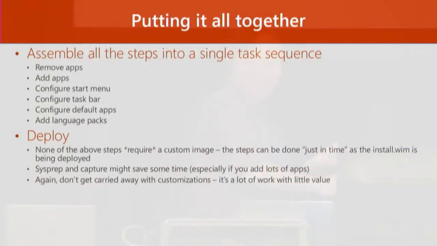So putting it all together then, we basically end up with one task sequence that contains all of those different steps. To remove apps using the PowerShell script that we looked at, to add apps, which we could do ourselves using DISM or PowerShell, but it's easy enough to just put the pieces together for MDT to do that for us. We can configure the start menu and the taskbar layout all at once by putting a layout modification.xml file into the right place in the default profile. We can configure the default apps by manually configuring that, exporting the list with DISM, and then importing it into an image, again using DISM. And we can add additional language packs on top of that.